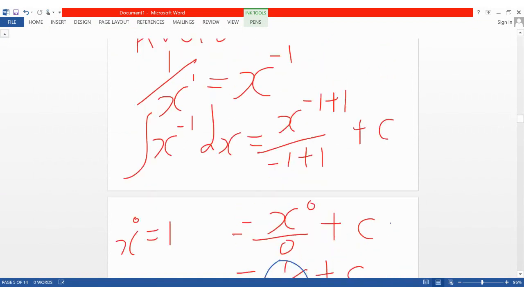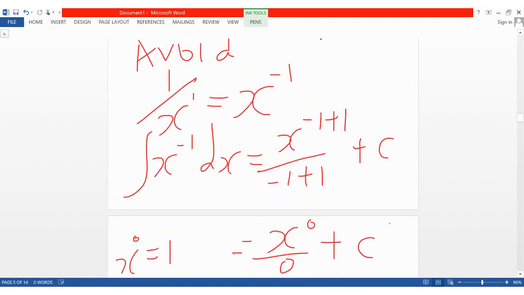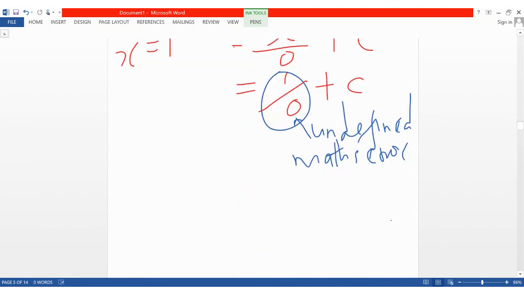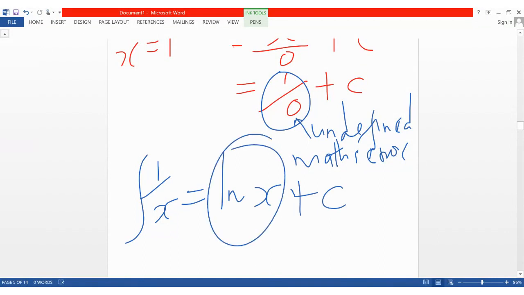You just remember that when you integrate 1 over x, you get ln x plus c. You just have to remember that when you integrate 1 over x, you get ln x. So let me give you another example close to that.